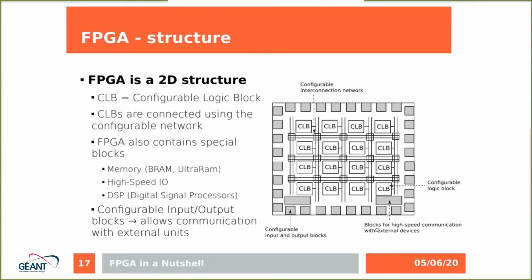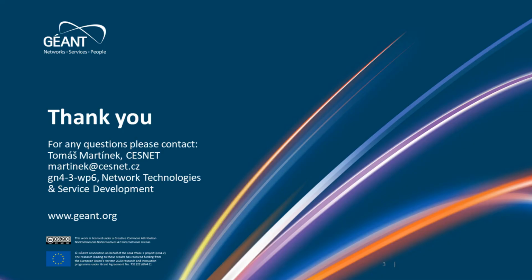For example, the FPGA has some blocks for communication at high speed with external devices. It has embedded memories, digital signal processors, CPU cores, and so on.